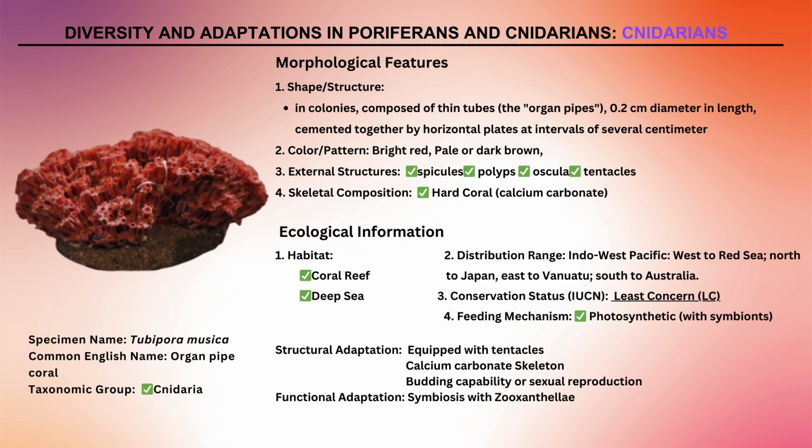For its ecological information, number one is habitat. They are mostly found in coral reefs and deep sea environments. For number two, its distribution range. It is found in the Indo-West Pacific, west to the Red Sea, north to Japan, east to Vanuatu, south to Australia.